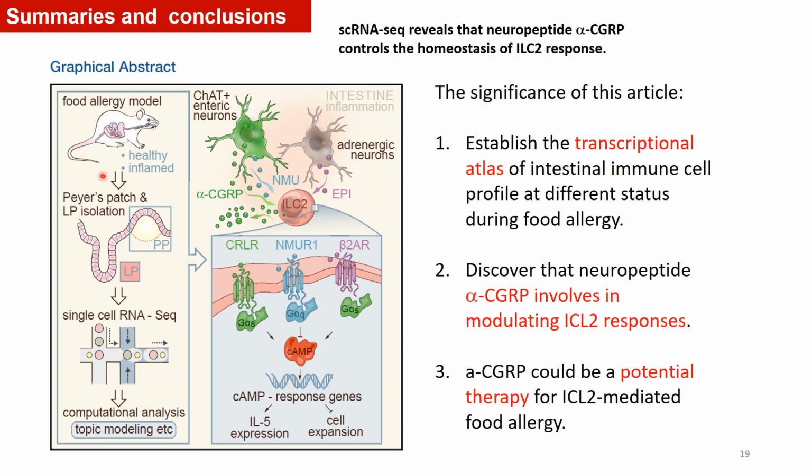So first, the author has successfully established an OVA-induced food allergy model where they use this animal and collect immune cells from the epithelium and lamina propria, subject them to single-cell RNA-seq, and then did computational analysis and topic modeling, where they found that alpha-CGRP is the most significantly upregulated gene in ILC2 in response to OVA stimulation. And also during homeostasis, it is the cholinergic enteric neuron that secretes alpha-CGRP to control the cell number of ILC2.